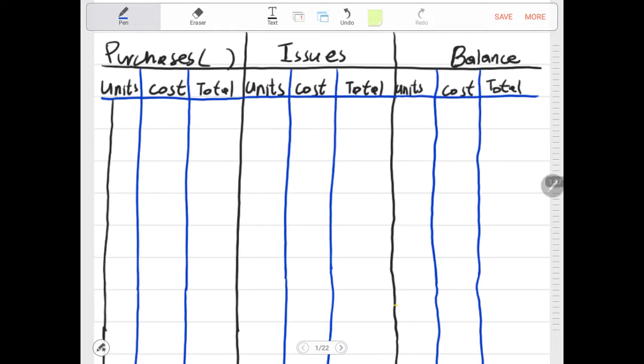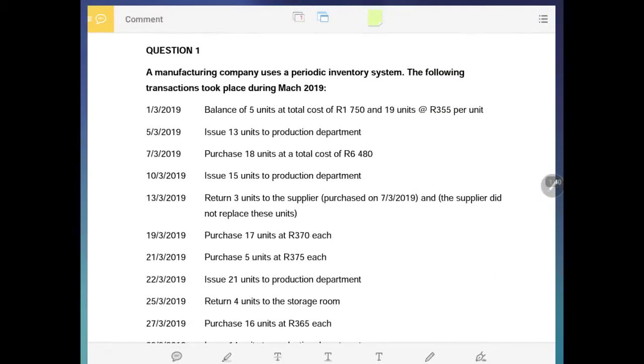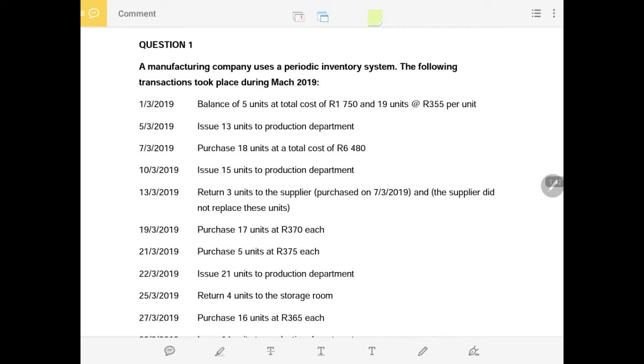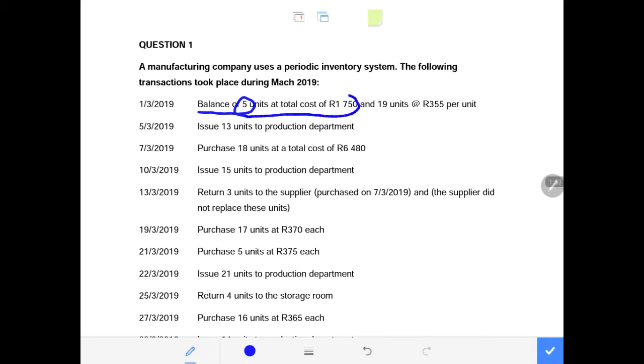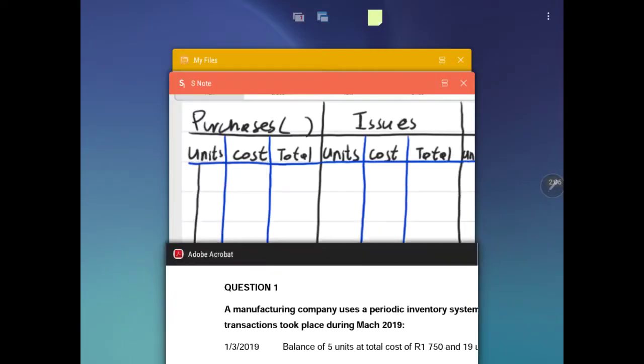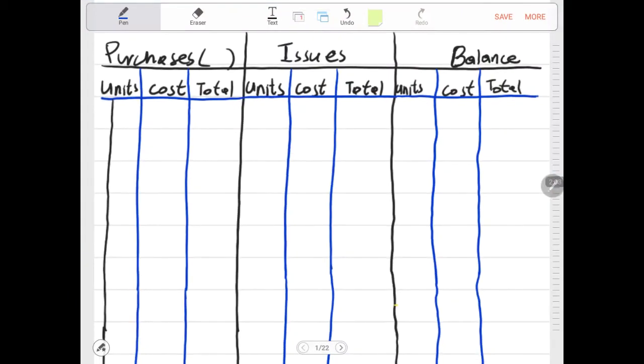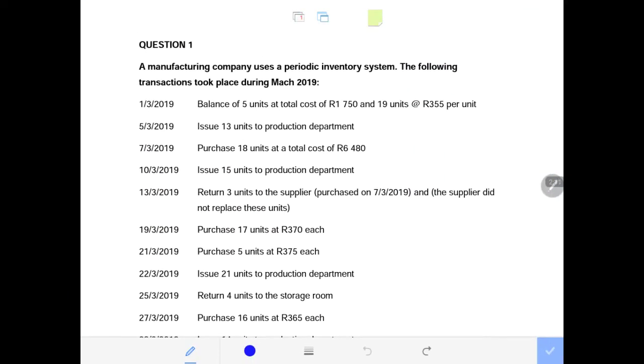Now let me go through the transactions that are given to us, and I analyze and record them and try to explain as simply as possible. The first date is the first of March, where we are given the balance of 5 units at a total cost of 1,750 and 19 units at a cost per unit of 355 rand. Now we are to record this as opening balances. Remember, first in, first out. The one that is given first must be the one that we record also first.